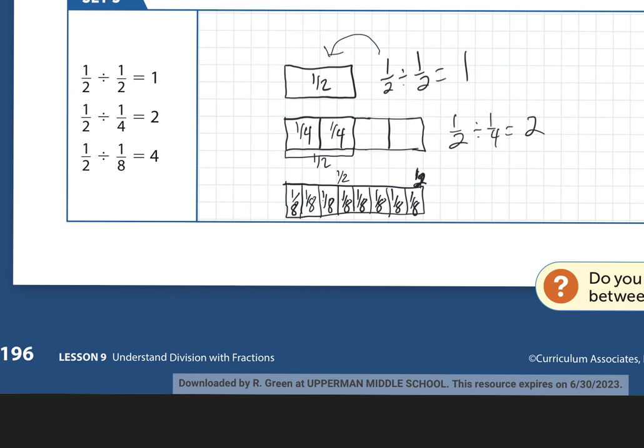So our problem is right here that we're working on: 1/2 divided by 1/8. How many of the 1/8 parts are there in 1/2? Well, it appears to be 4 of them. So 1/2 divided by 1/8 equals 4. Copy all those down, please. Hit pause if you need to. I'm about to change to the next page.